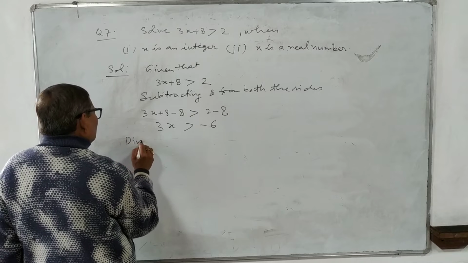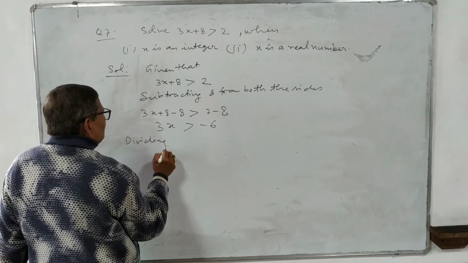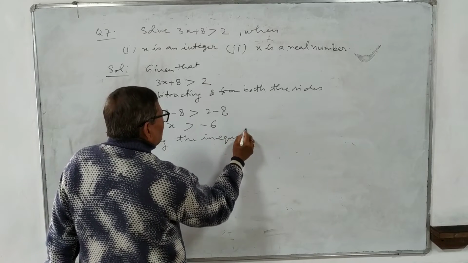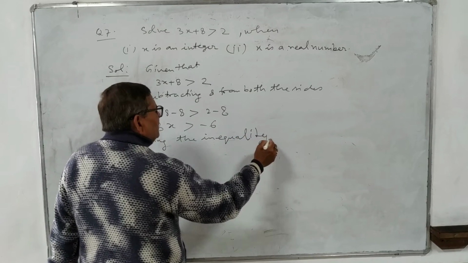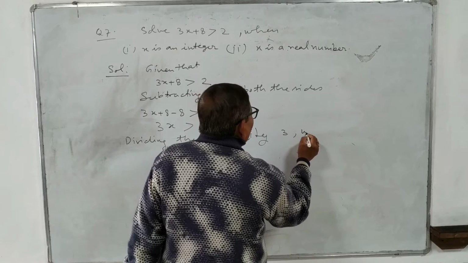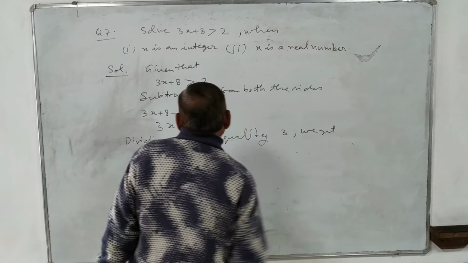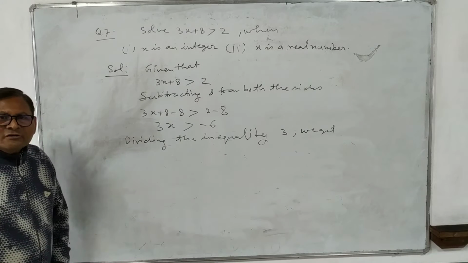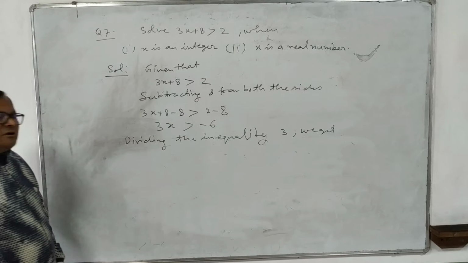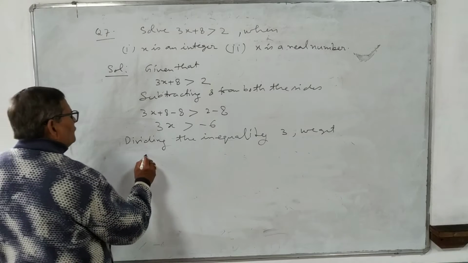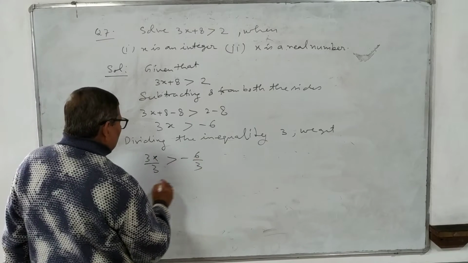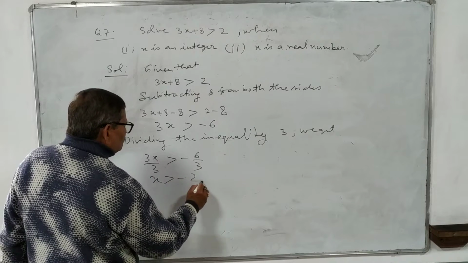Dividing the inequality by positive number 3, since we are dividing this inequality by positive number 3, therefore the sign of the inequality remains the same by the rule. So 3x divided by 3 is greater than -6 divided by 3. So x is greater than -2.